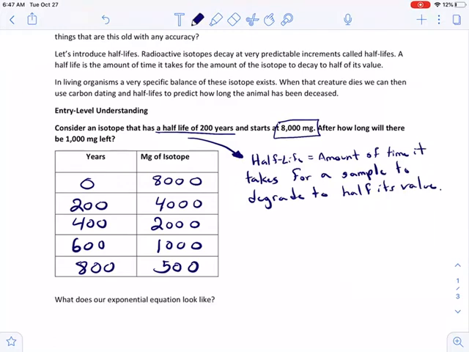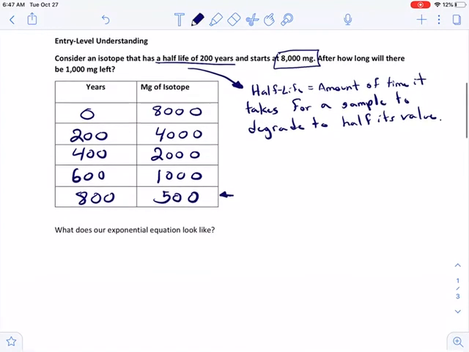And let's say, if I looked at this sample and there was 500 milligrams, okay? So if I looked at this sample and I saw 500 milligrams, then I would say, this fossil's 800 years old, because we might have an idea as to how much we started with, and we know its half-life. So what does our exponential equation look like?